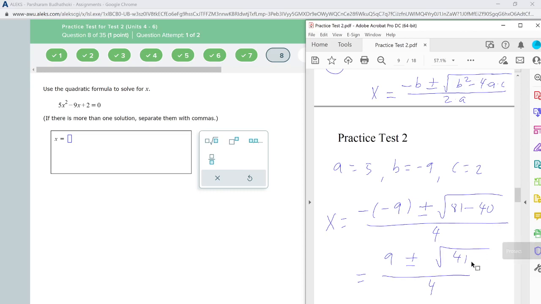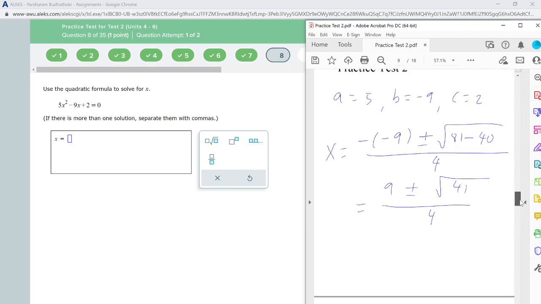So there is no way we can simplify this square root of 41 any further. So this is our answer. But remember, when you type your answer, separate them with a comma. So one time use plus, another time use minus. Here I cannot do anything further because there is no common factor on the top and bottom.